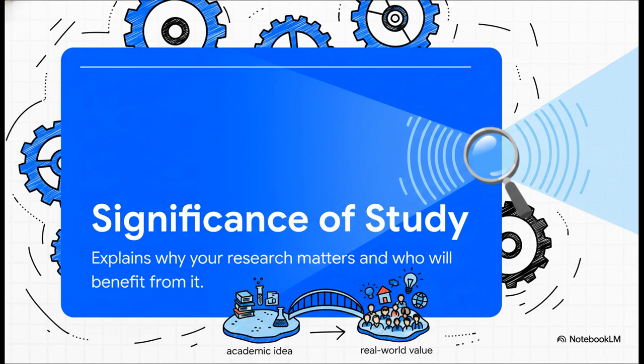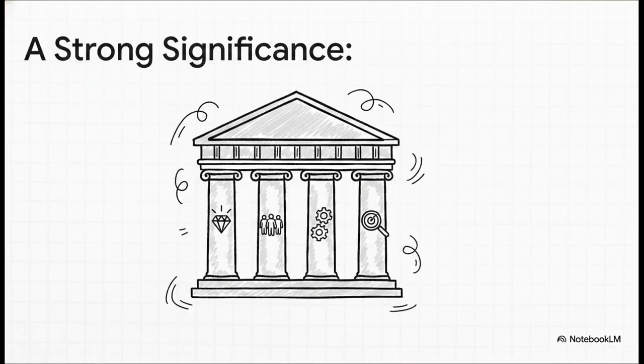Without it, well, your research is kind of just an exercise in isolation. But with it, your research becomes a tool for real impact. Now, a truly strong significance section rests on 4 main pillars. It needs to clearly explain the value of the research, explicitly identify the beneficiaries, show exactly how the study contributes to knowledge, practice, or society, and, this is a big one, it absolutely must connect directly back to your specific research problem.